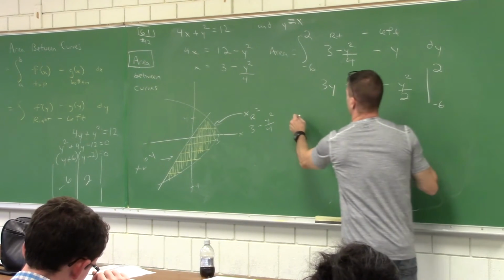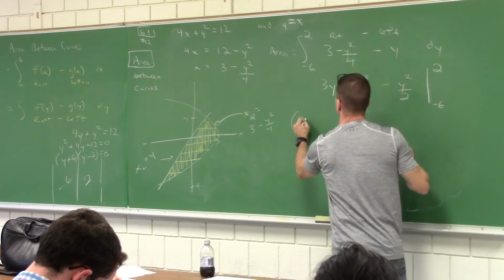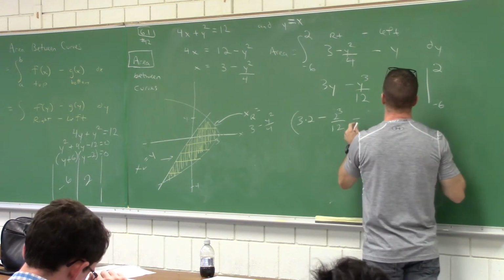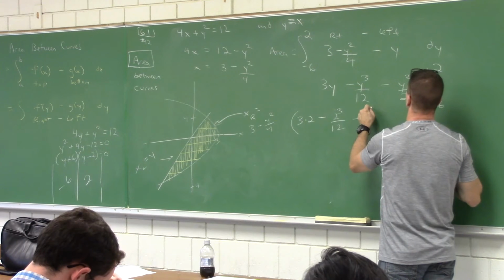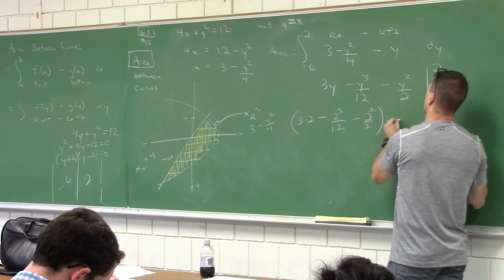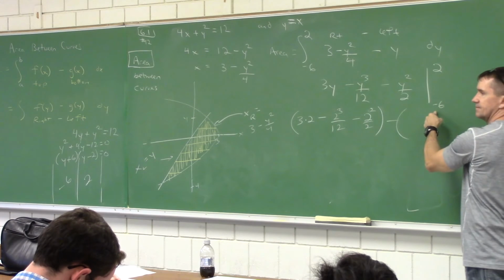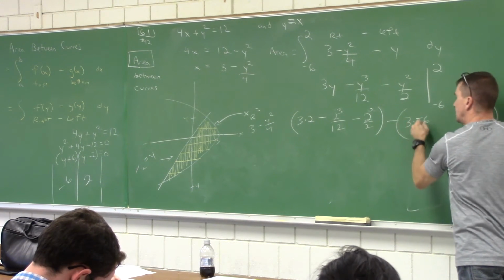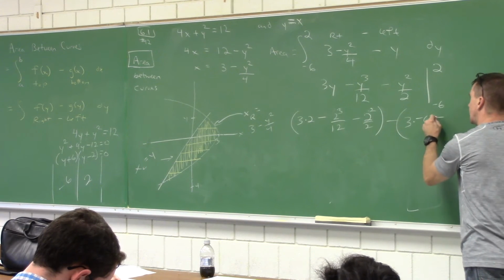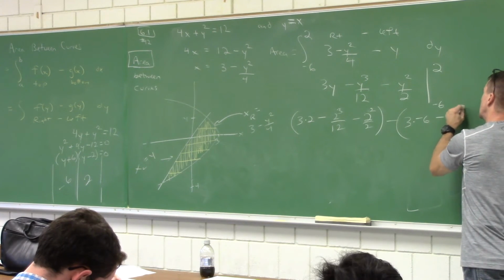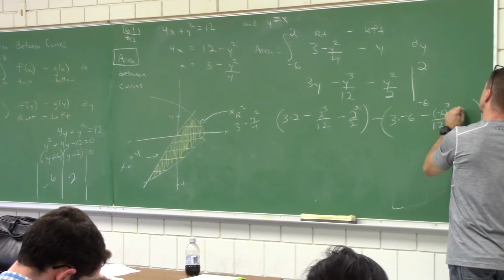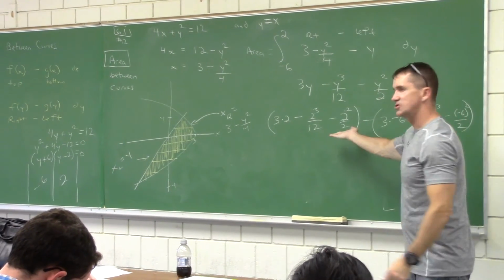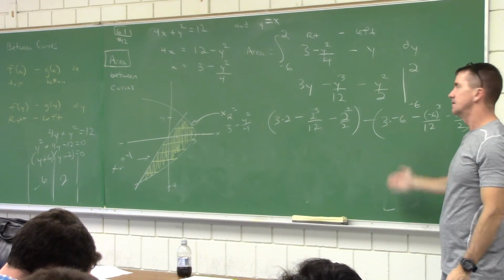So I'm just going to write this out, 3 times what? 2 minus 2 cubed over 12 minus 2 squared over 2 minus, now I've got to plug in what? The negative 6. What's 3 times? You've got to be very careful with these negatives, don't you? Minus negative 6 cubed over 12 minus negative 6 squared over 2. So be careful with doing that arithmetic in there.